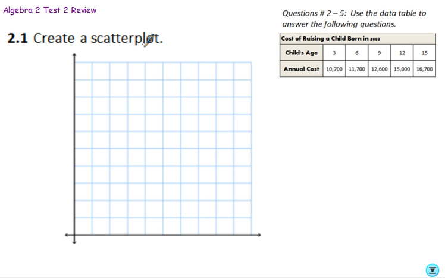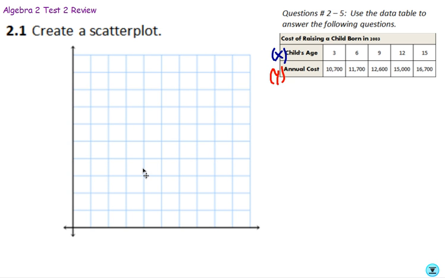So the child's age represents X, and the annual cost represents Y. So let's get this thing labeled here. So we'll say this is child's age. Actually, let me move my graph a little bit. I think I want to move that up just a little bit. So child's age.